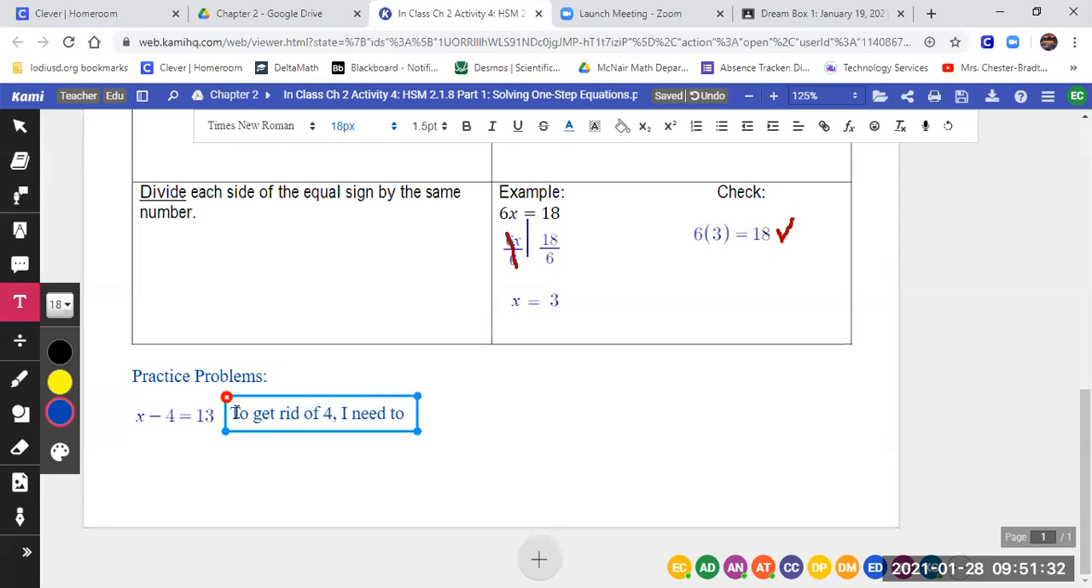I don't think that there's a divide needed. I don't see a multiply with the x. What's with the x? What do I need to do to get the x all by itself? Oh, I need to add 4, correction, because I have to undo what the 4 already is. The 4 is already a minus 4, so I need to add 4 to make big 0.